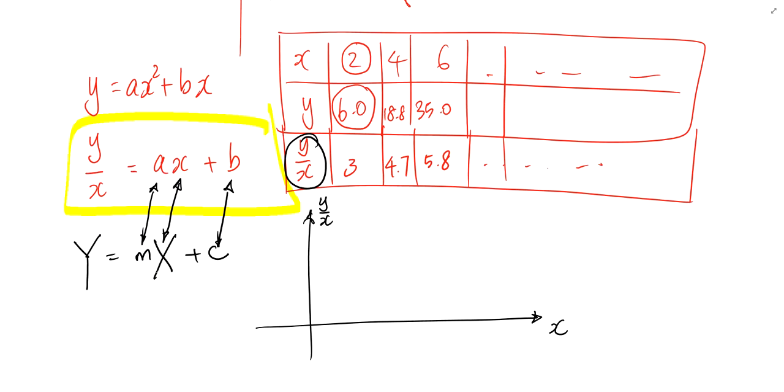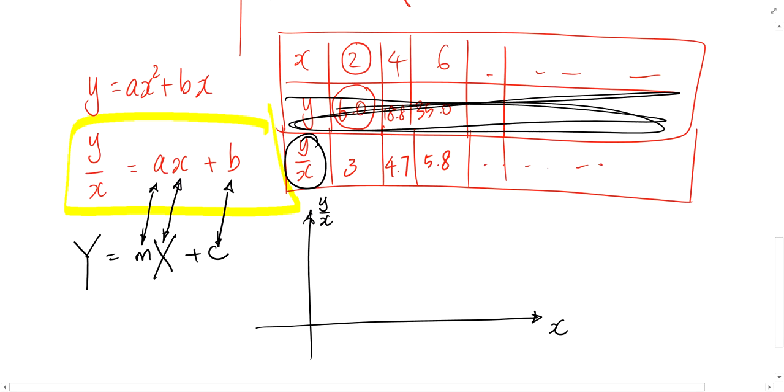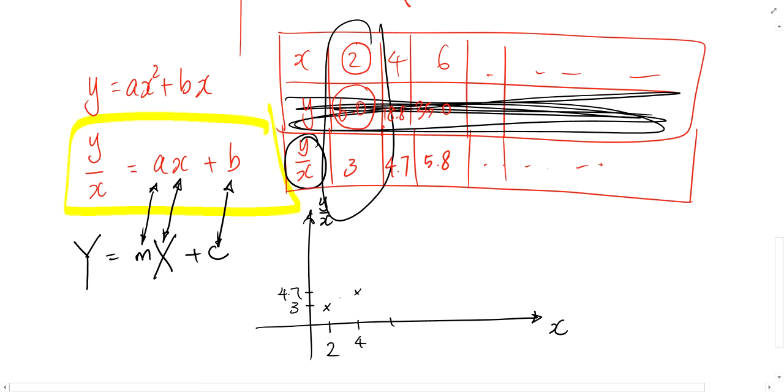So based on this data that I've obtained, I plot y over x against x. When x equals 2, y over x equals 3. Okay, one point. When x equals 4, y over x equals 4.7. Okay, another point. I will get a straight line. And what is the equation of this straight line?